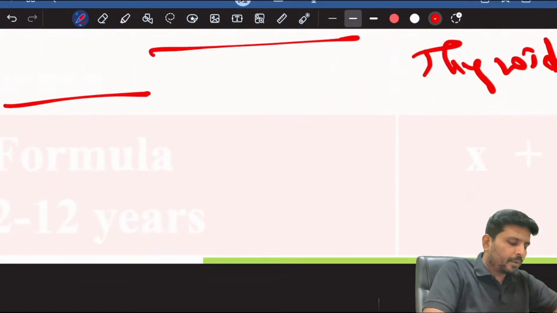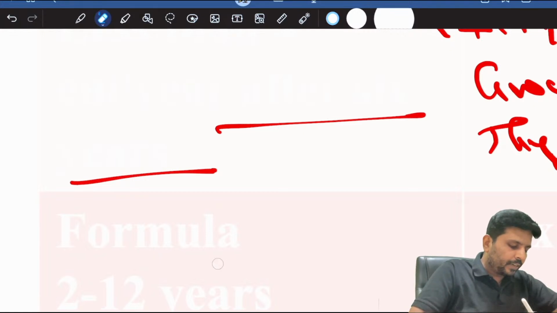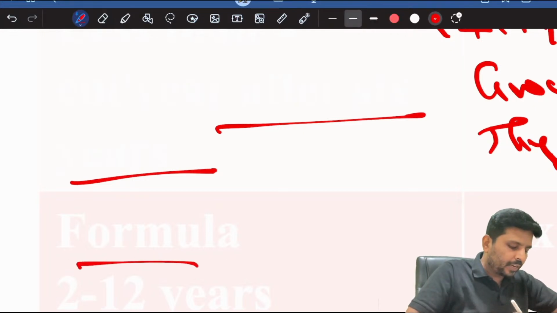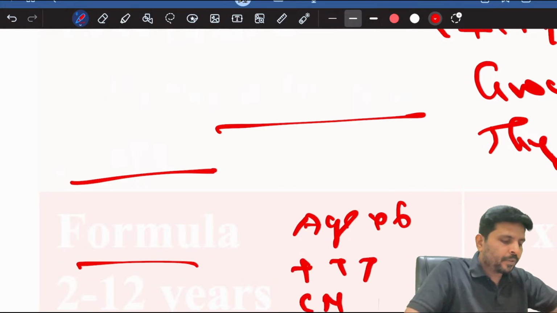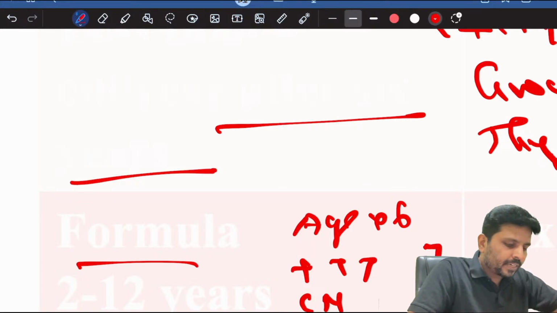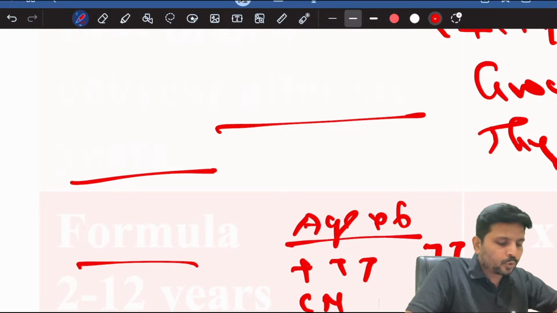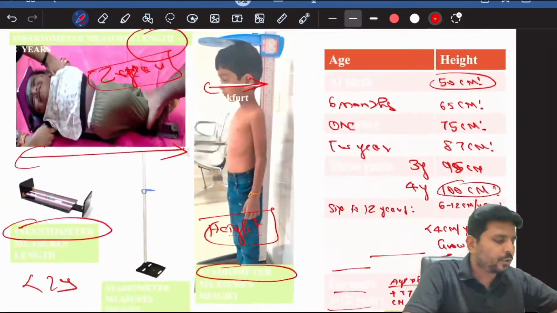The rough formula to calculate height between 2 to 12 years is age into 6 plus 77 centimeter. For example, a 2-year-old child: age into 6, so 2 into 6 is 12, plus 77, so 89 centimeter. This is the rough calculation that you need to know.